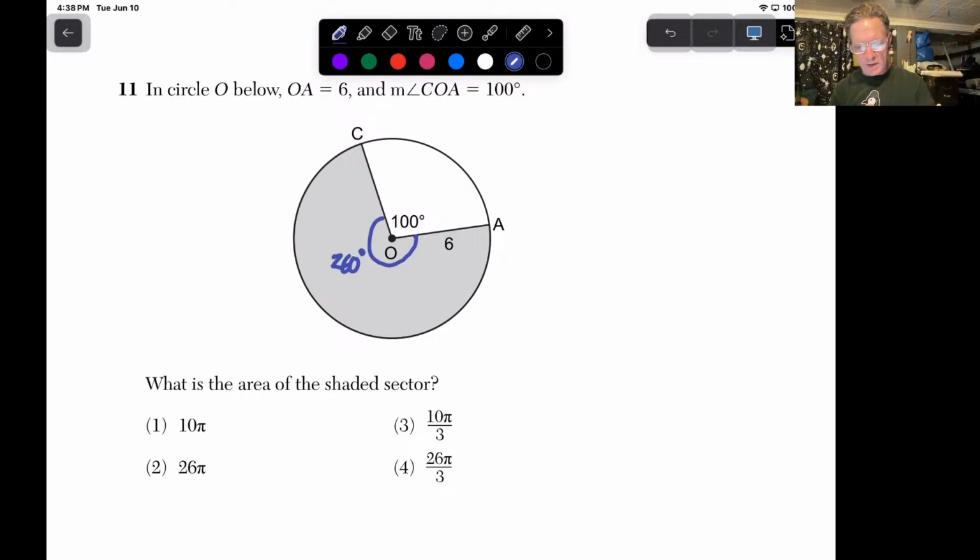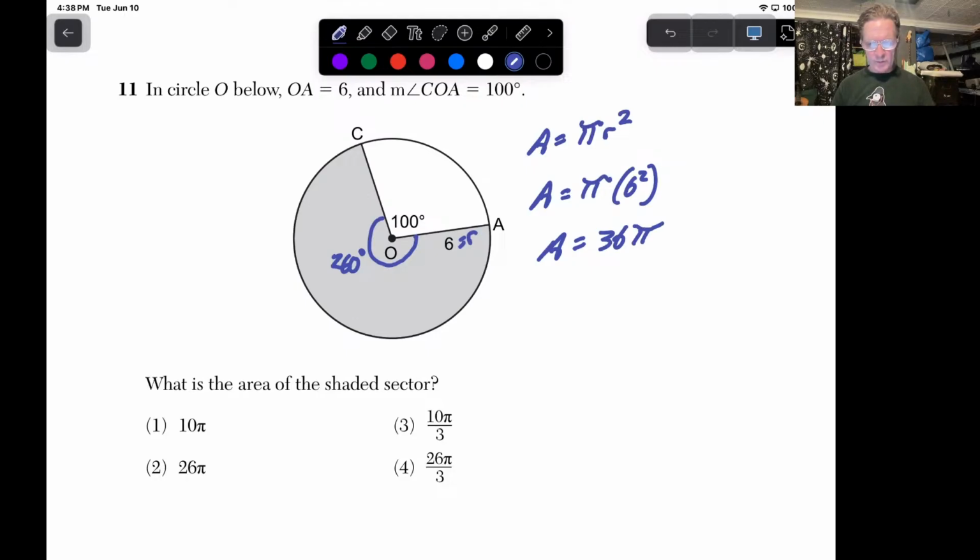So we know OA is 6, that's the radius. And area, fuzzy wuzzy was a bear, area equals pi r squared. So the area of the whole circle is pi times 6 squared, or 36 pi. That's the whole circle. I see where they got some of these other answer choices, but let's take a look.